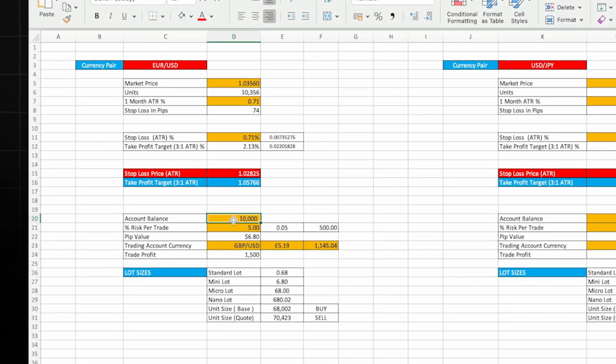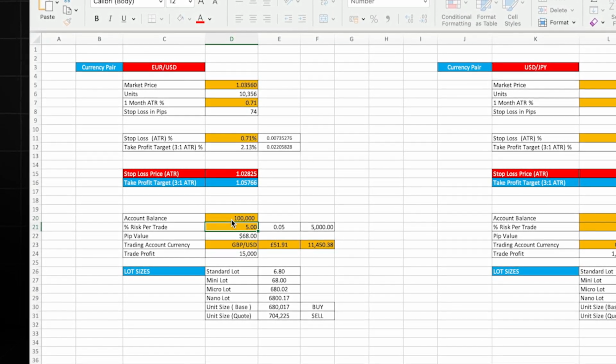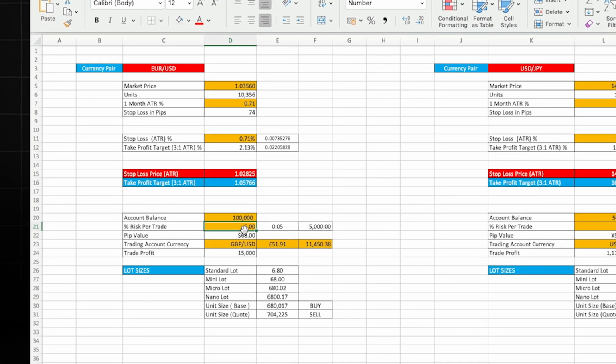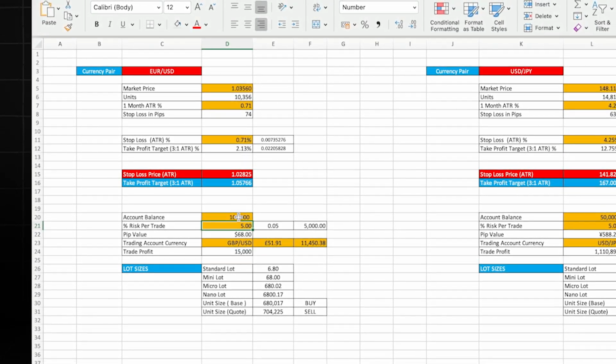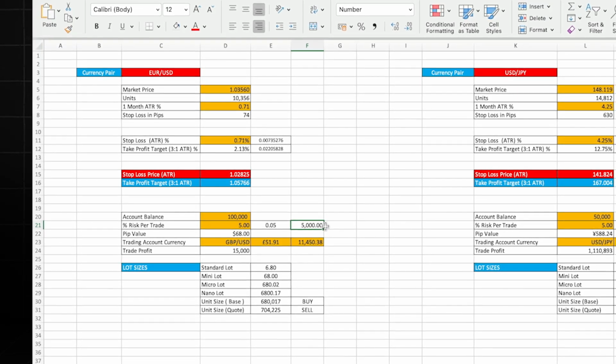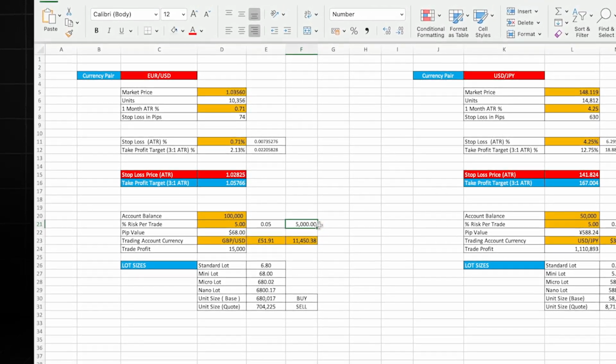10,000 could be my balance, or let's say some of you are trading with a bigger balance, maybe say you're trading with 100,000. It doesn't matter. You just put your numbers in. Now what this spreadsheet does, it automatically calculates what is 5% of 10,000. And that would mean that you'd be willing to risk 5,000, but no more, so you don't blow your trading account.